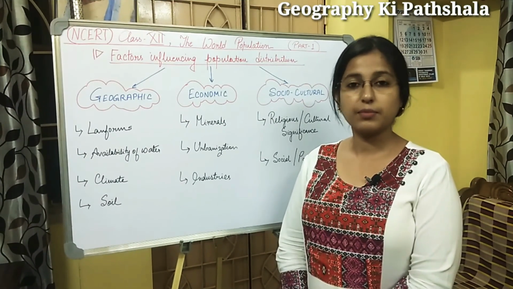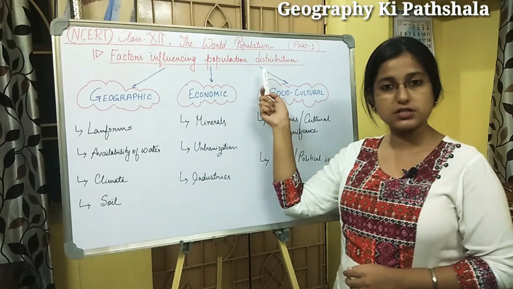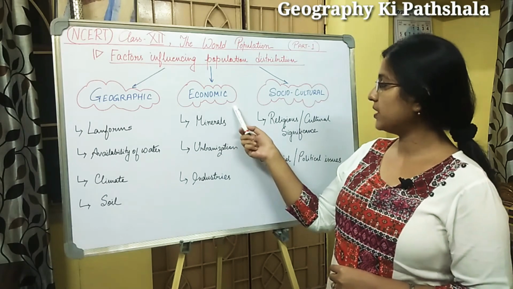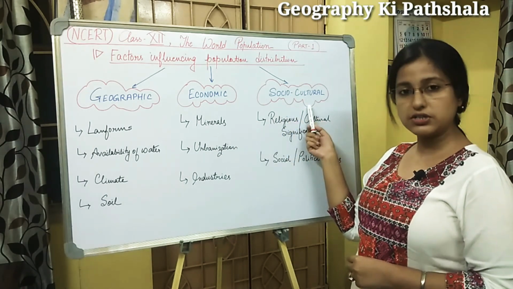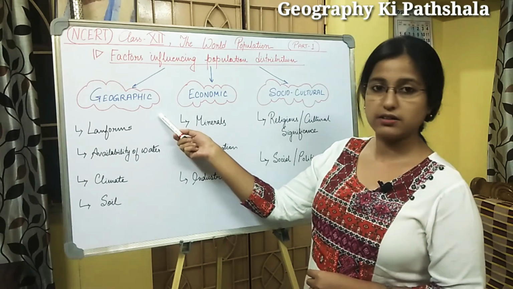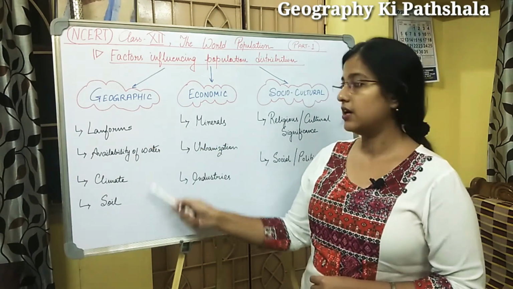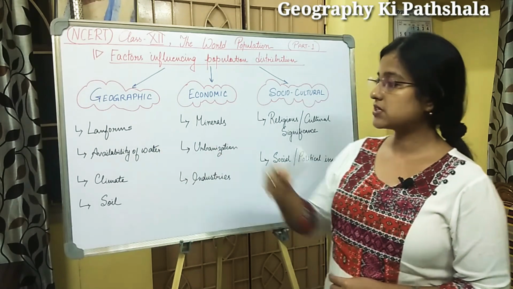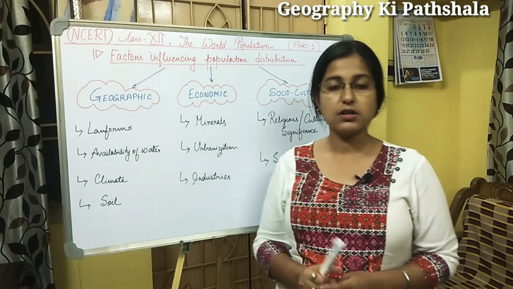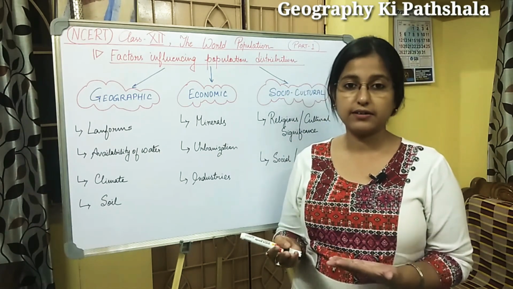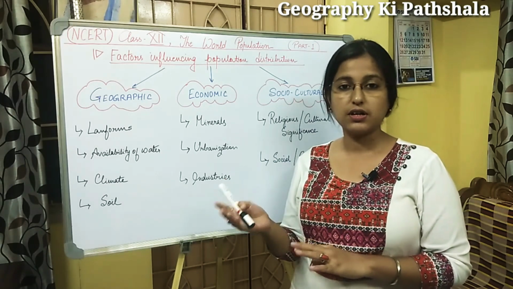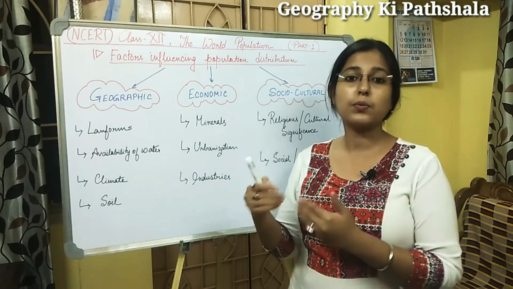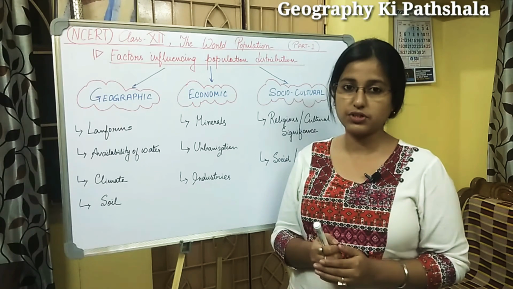So now I will discuss the factors influencing population distribution. There are three main factors: one is geographic, second is economic, and the third one is socio-cultural. In geographic factors we will see that there are other factors like landforms, availability of water, climate and soil. First I come to the point of landforms. We all prefer to live in plain land rather than in a mountainous or hilly region. Here I can give you the example of the Gangetic Plain, where the population is quite high compared to the Himalayan mountain region.